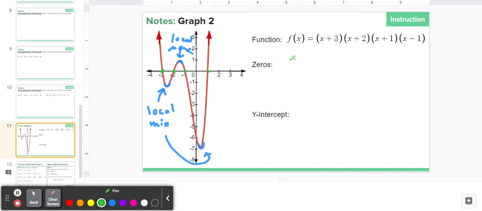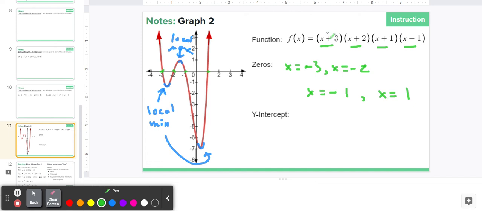So if we calculate the zeros of this function, remember that we are trying to make each of these factors, x plus 3, x plus 2, x plus 1, and x minus 1, we're trying to find the value of x that will cancel them out and make them equal to 0. And you guys have gotten pretty good at flipping the sign here. So our first one would be at x equals negative 3. You see that corresponds to our graph. We'd have another one at x equals negative 2. Again, that corresponds to our graph. We'd have a third one at x equals negative 1. And finally, at x equals positive 1.